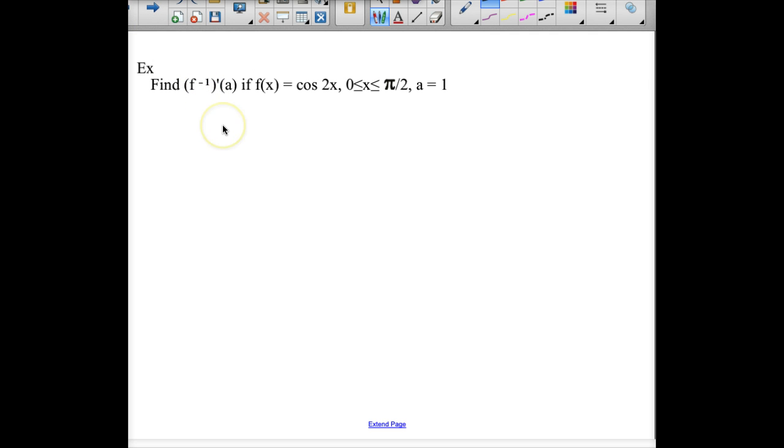And one final example here about this inverse relationship with the derivatives. If we have the function cosine 2x, where x is between 0 and pi over 2, we want to find the slope of the inverse at 1. Finding the inverse of this is kind of tricky, so we're going to use that relationship that says that the slope of the inverse at 1 would equal 1 over the, I'm sorry, I want to use the letter a here.